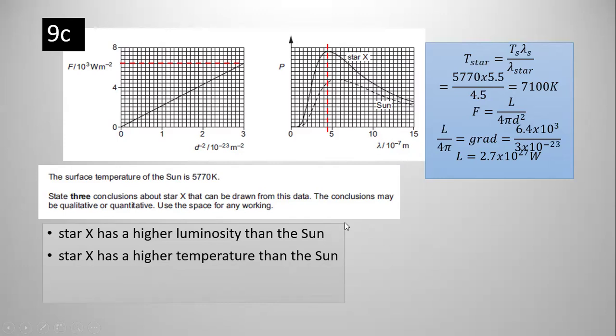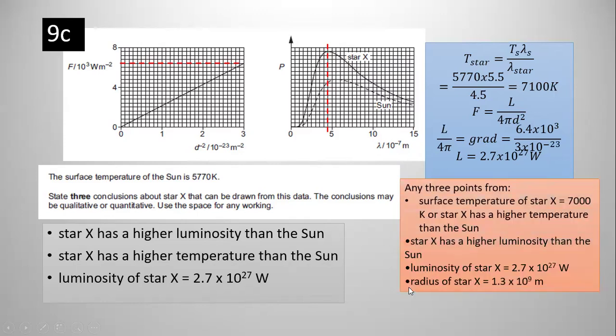Star X has a higher temperature than the Sun. Then luminosity, then temperature. Choose the easiest one, the least calculation the better, so that you have more time to spend on your paper. Any comment, anything you want me to explain?